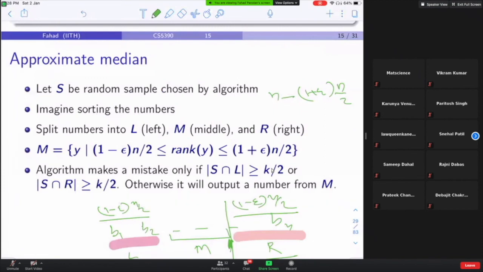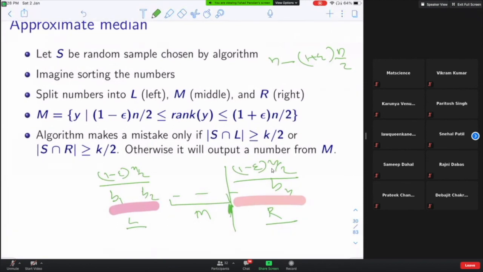So it's a complement, right? Your algorithm will make an error if either your sample contains more than k by 2 elements from L or your sample contains more than k by 2 elements from R. Equivalent statement. Clear? Okay, good. So the algorithm makes an error if this happens or this happens. Otherwise, we are good.